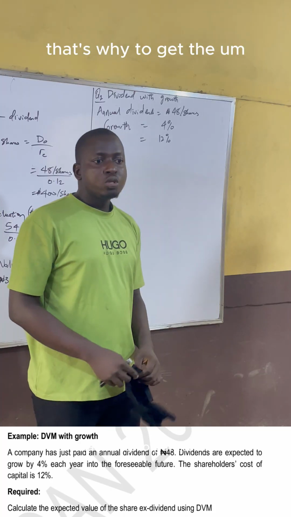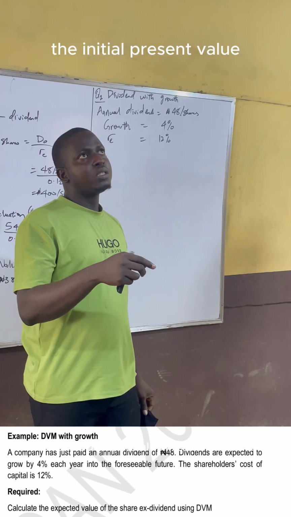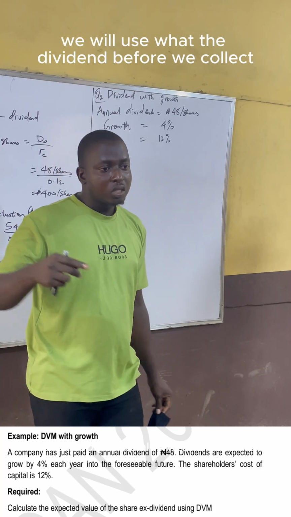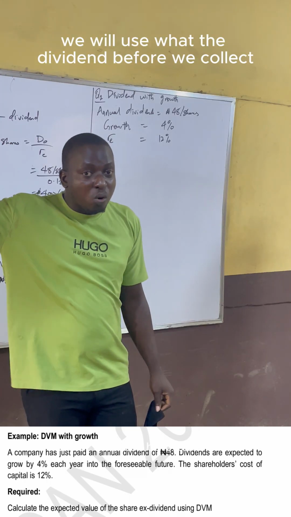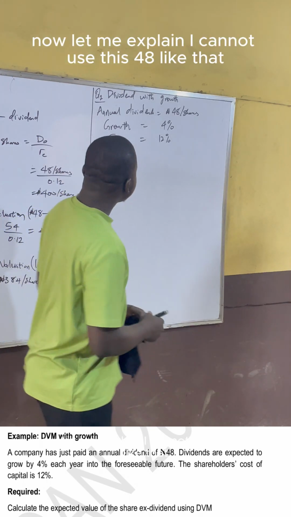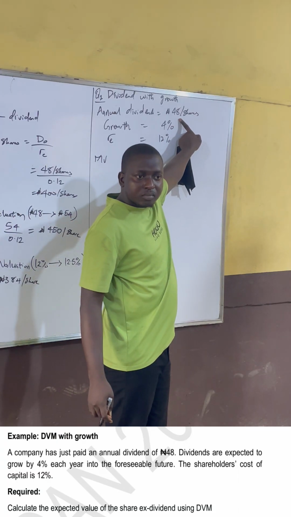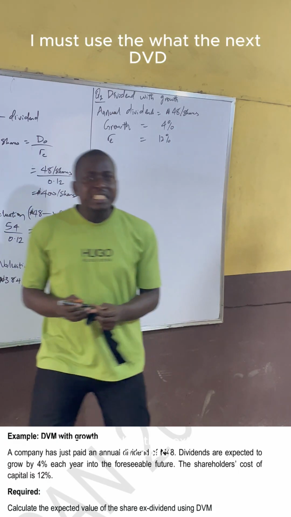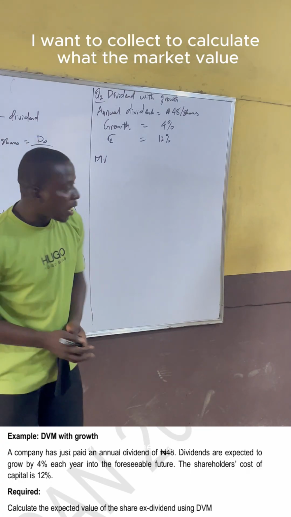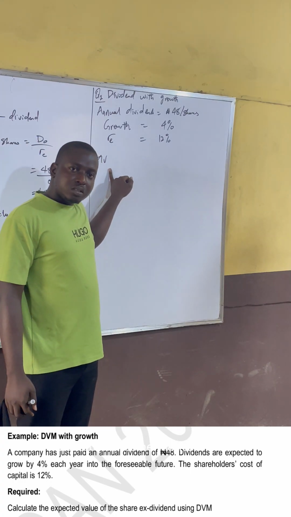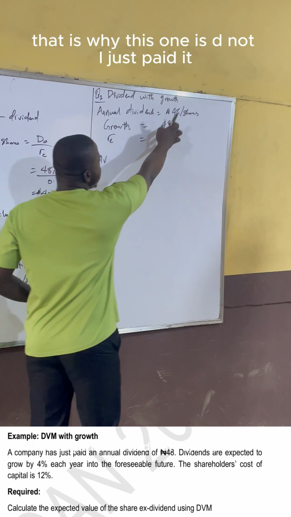That's why, to get the initial present value, we will use the first dividend before we collect it. Now let me explain: I cannot use this 14 like that. I must use the next dividend I want to collect to calculate the market value. That is why this one is not used, I just paid it.